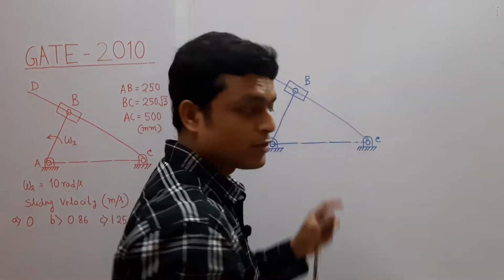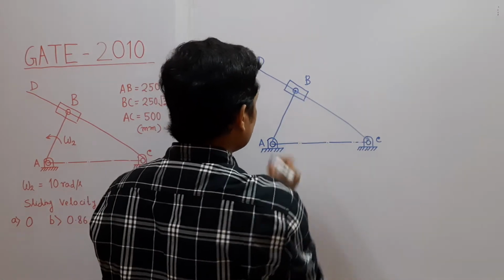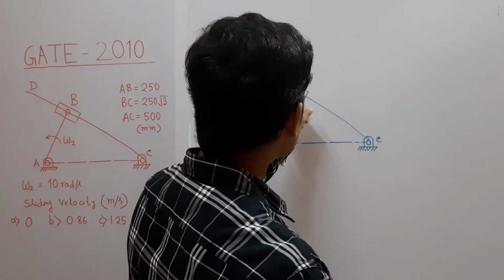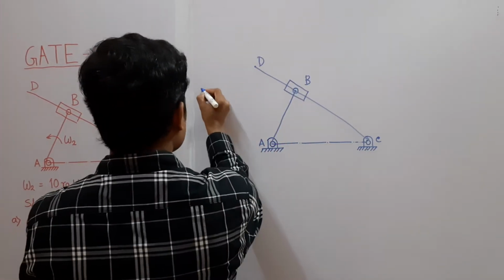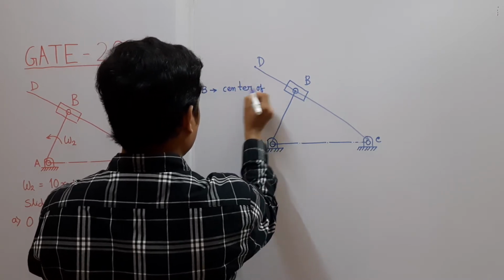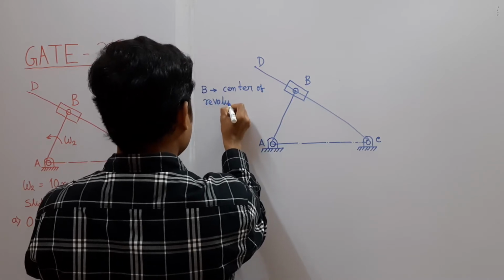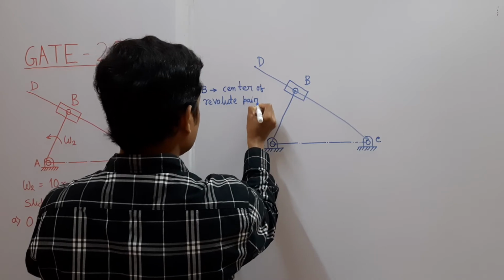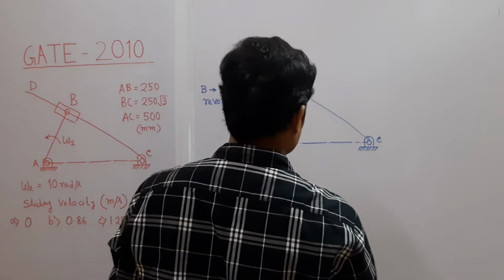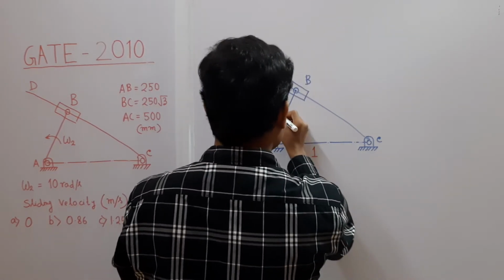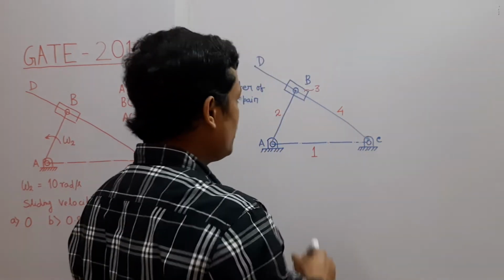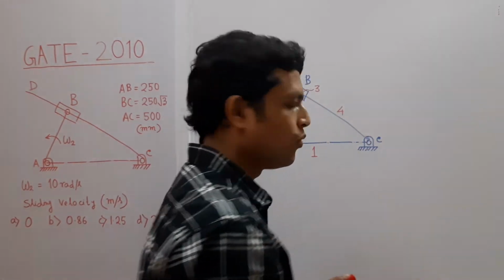Now this is point B, and the point B is the center of revolute joint here. So B is the center of revolute pair, and let me denote the link numbers. The fixed link is denoted by 1, crank is by 2, slider is by 3, and the oscillating link is denoted by 4.